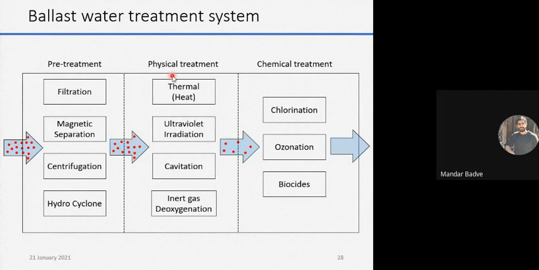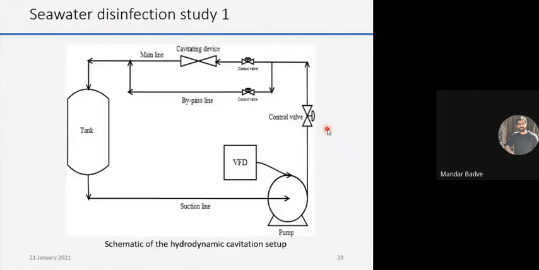Then there are physical treatments like thermal treatment, where you heat the water to kill the microbes, or you can apply ultraviolet irradiation. You can apply cavitation as well, or you can do deoxygenation, because if there is less oxygen, obviously your microbes will die, right? Or you can do a chemical treatment: you can chlorinate, use ozone, or use some biocide. Or you can use a combination of treatments. What we tried is cavitation with chlorination, and we saw that you get 100% disinfection of that seawater. We'll see how we studied that through a cavitation assembly, right?